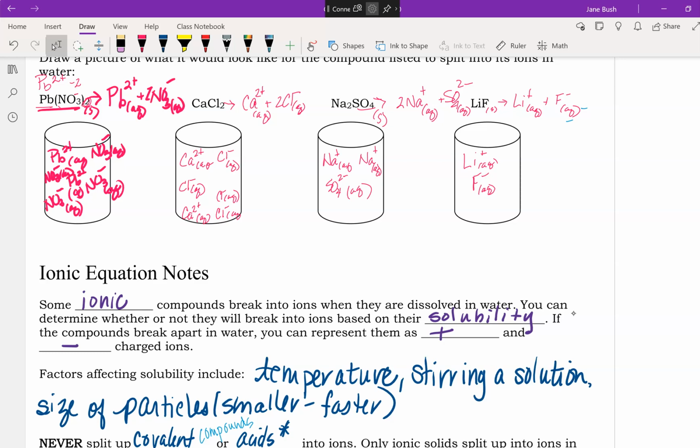On the examples above, if you had a formula that was insoluble, how would you write that in the cup picture? Good question. Let me show you.